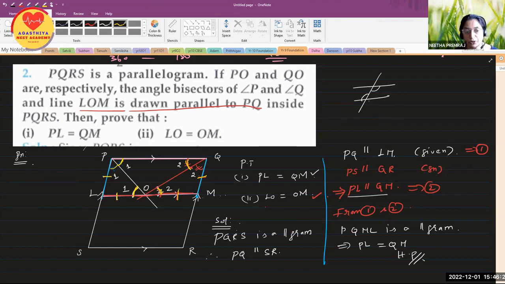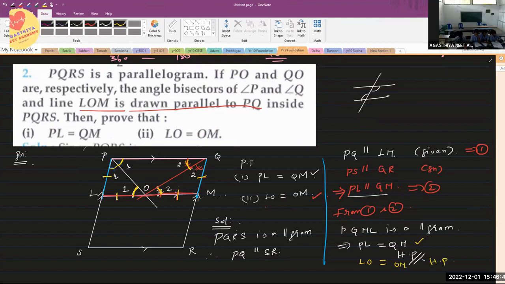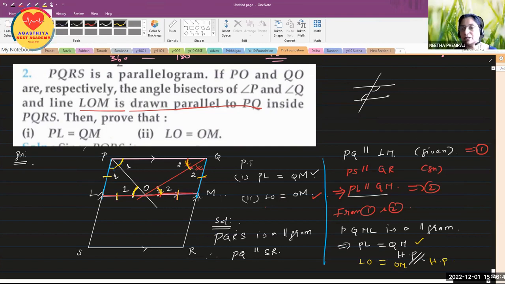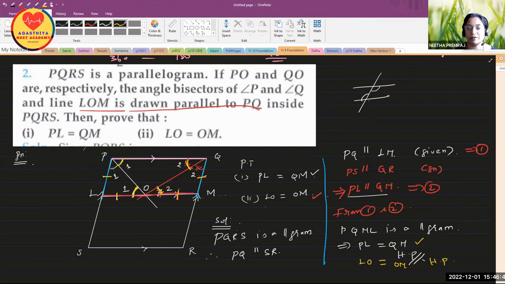But we already said PL is equal to QM. Already we have proved PL is equal to QM. So from this, you could say instead of PL, you can write LO, and instead of QM, you can write OM. Hence proved. Correct? Guys, have you understood now? Okay. Make a note of it.